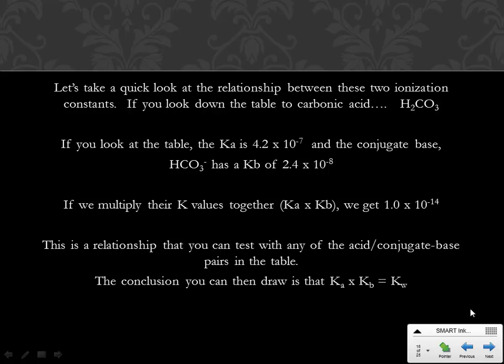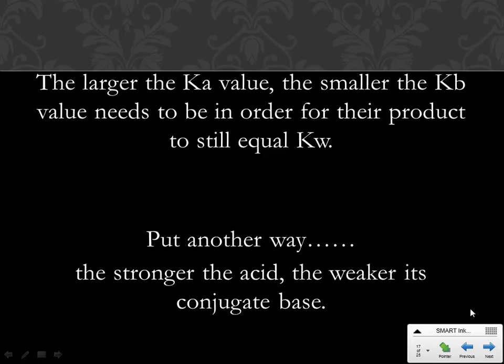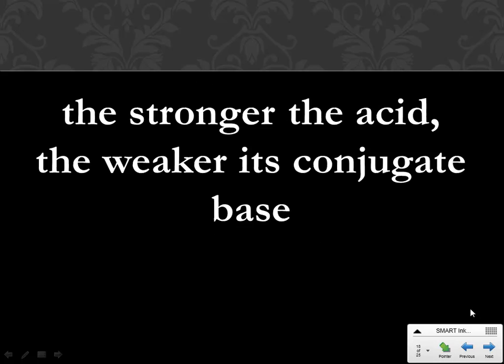A sub-conclusion that you can draw from this, which is very important, is that the larger the value of Ka, the smaller the Kb value needs to be in order for their product to still equal Kw. Put another way, the stronger the acid, the weaker its conjugate base. The stronger the acid, the weaker its conjugate base. Super important concept. Let's take this idea a little bit further.